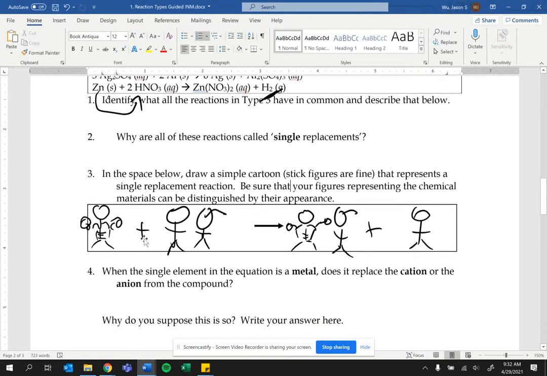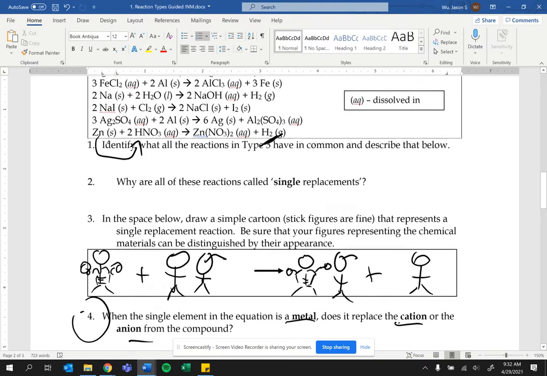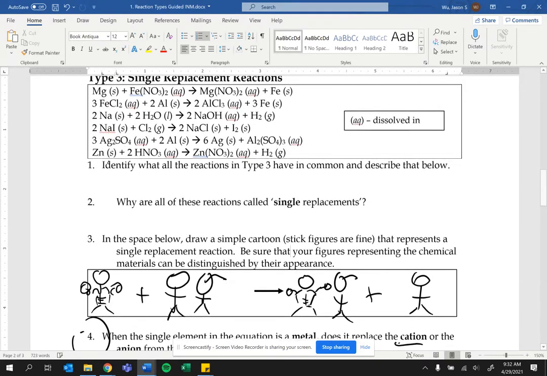Let's take a look at question 4. When the single element in the equation is a metal, does it replace a cation or anion? Well, let's take a look at this last one. This guy is the single and it's a metal. It's going to replace the cation. So H here is positive, NO3 is negative. It replaces the cation.